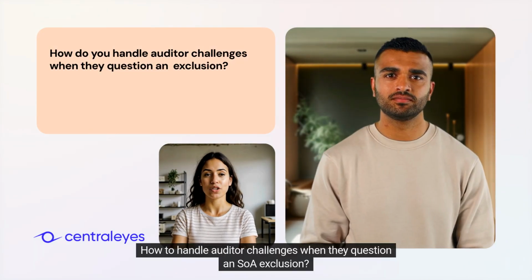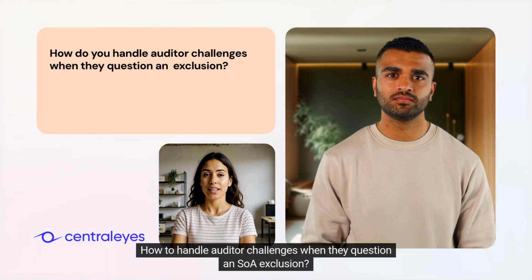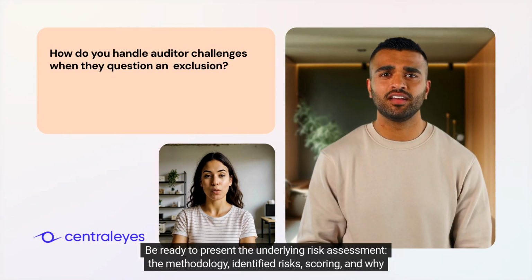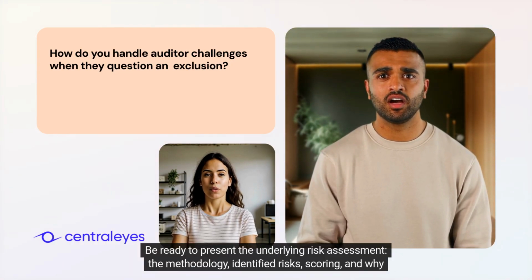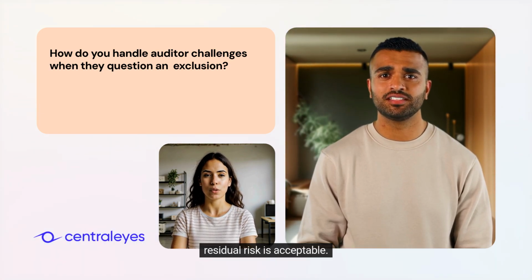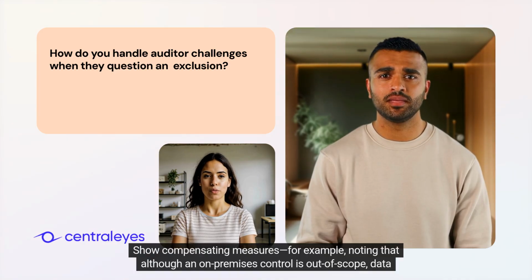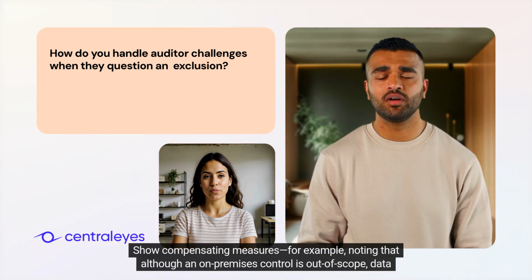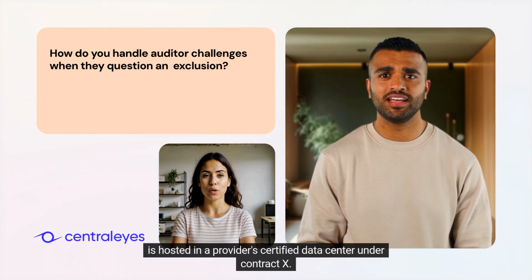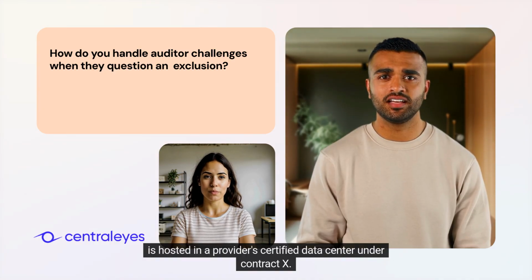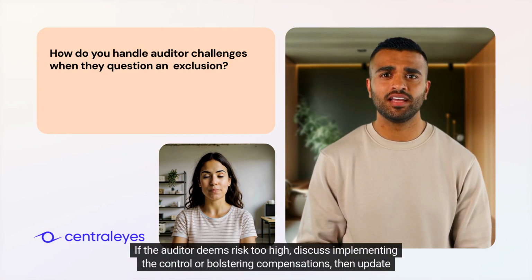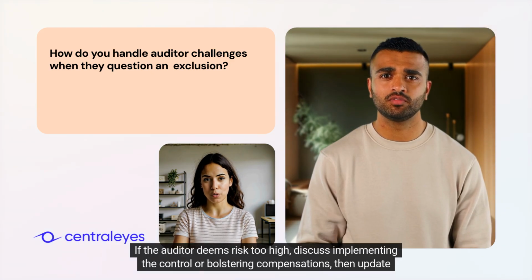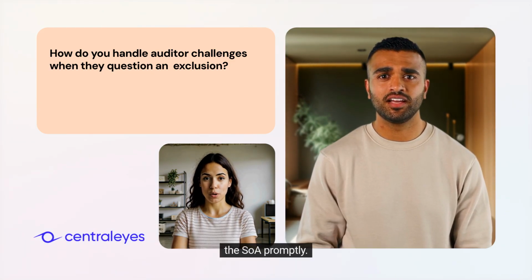How to handle auditor challenges when they question an SoA exclusion. Be ready to present the underlying risk assessment, the methodology, identified risks, scoring, and why residual risk is acceptable. Show compensating measures, for example, noting that although an on-premises control is out of scope, data is hosted in a provider's certified data center under Contract X. If the auditor deems risk too high, discuss implementing the control or bolstering compensations, then update the SoA promptly.